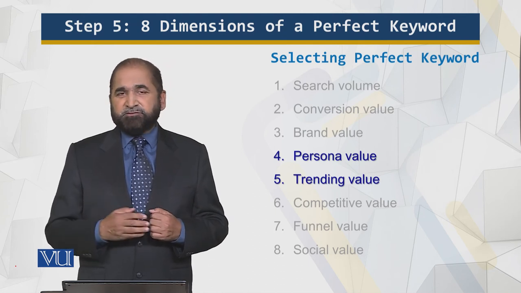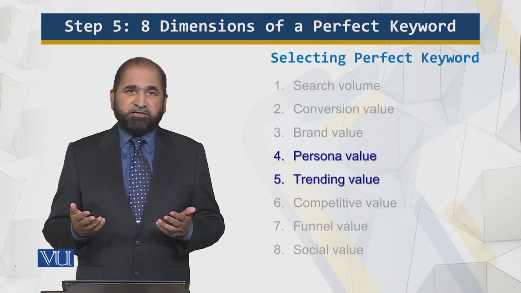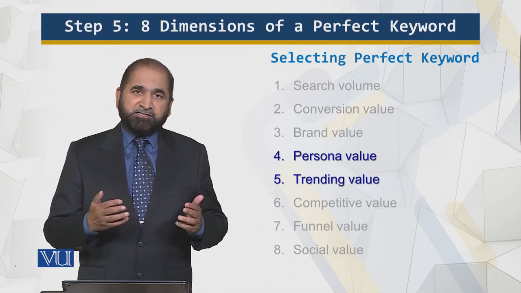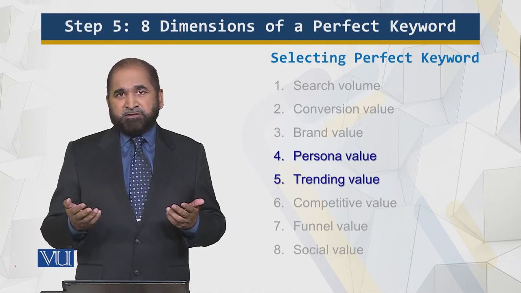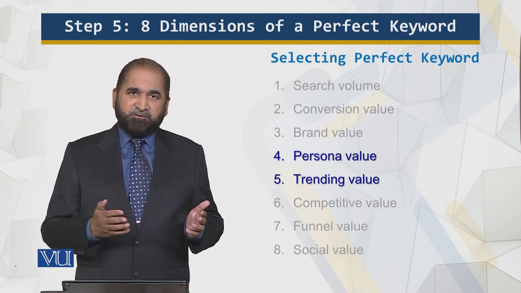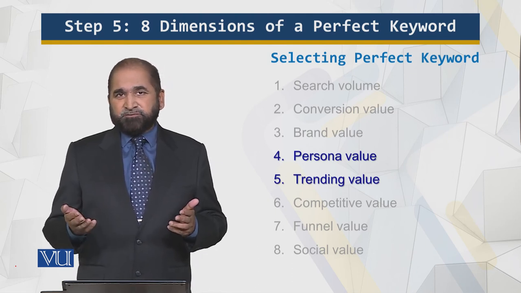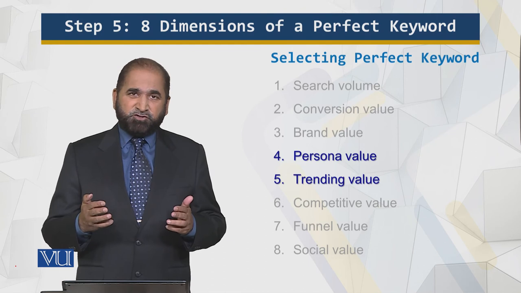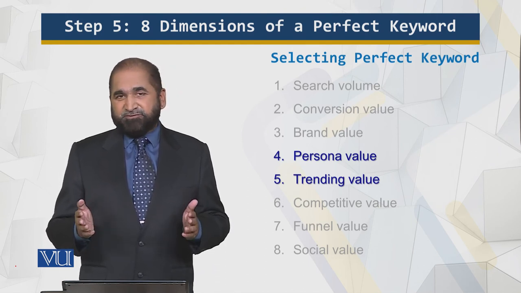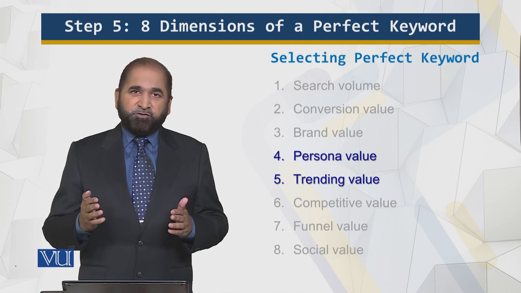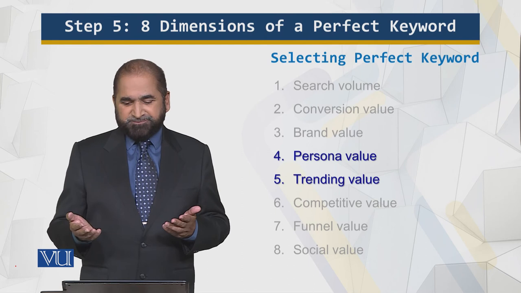And then is the trending value. Now trending value is like a recipe. For example, there's a certain holiday and certain items are in demand, their recipes are in demand, and after that holiday is gone, those recipe demands are gone. So a keyword which goes with the trending value has a certain shelf life, so to say. So you may want to look at the keyword on a long-term basis instead of a short-term basis.